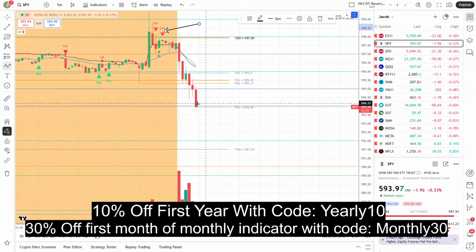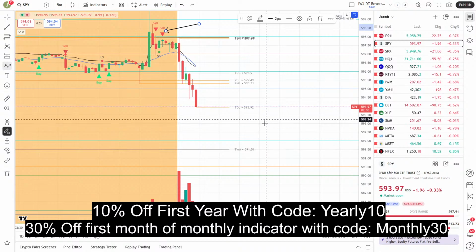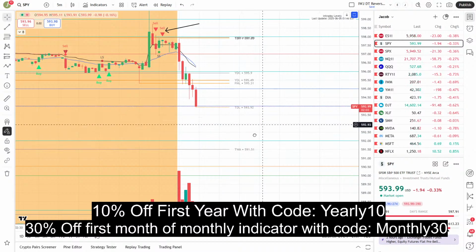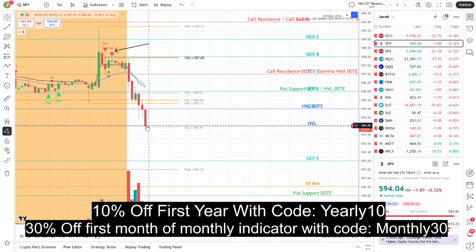All right, they're pushing through this high volume level pretty quickly. I mean, they should bounce here in most cases. But again, that's probability trading. In most cases, you'll get a bounce here. If they go directly through it, well, that's the other side of the probability, right?